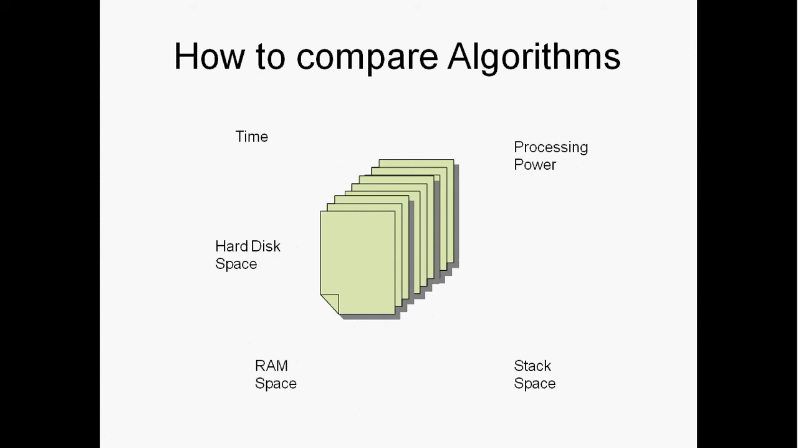It occupies the space in the stack. RAM space is a very important aspect. Hard disk space is not that important because bunches of hard disks are available at very low cost. But still, when we talk about space complexity, it is by default understood as stack space complexity. So the two main important aspects to compare algorithms are time complexity and space complexity.